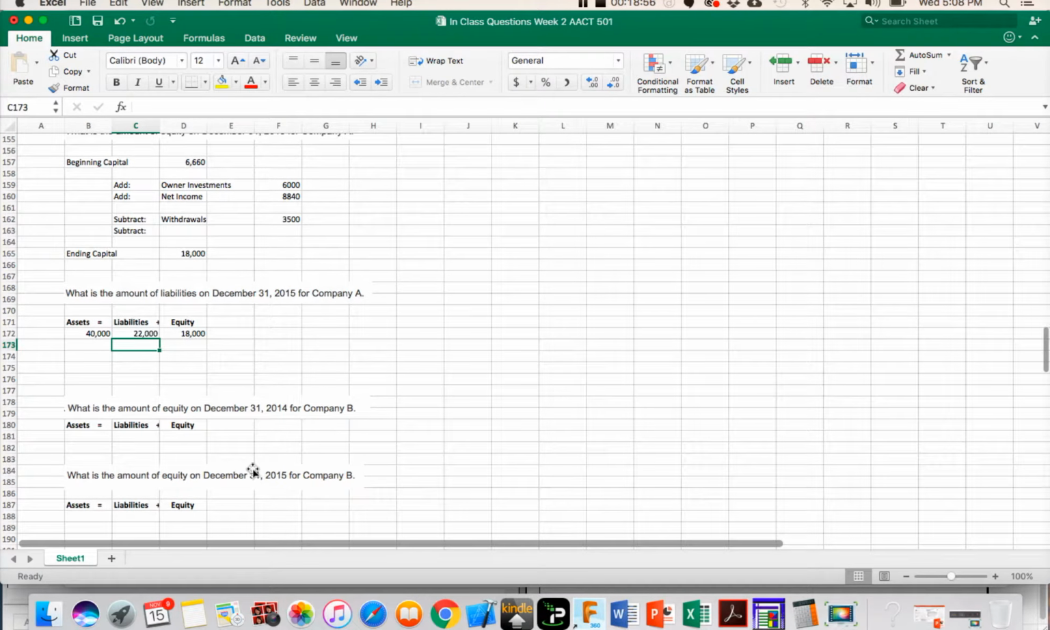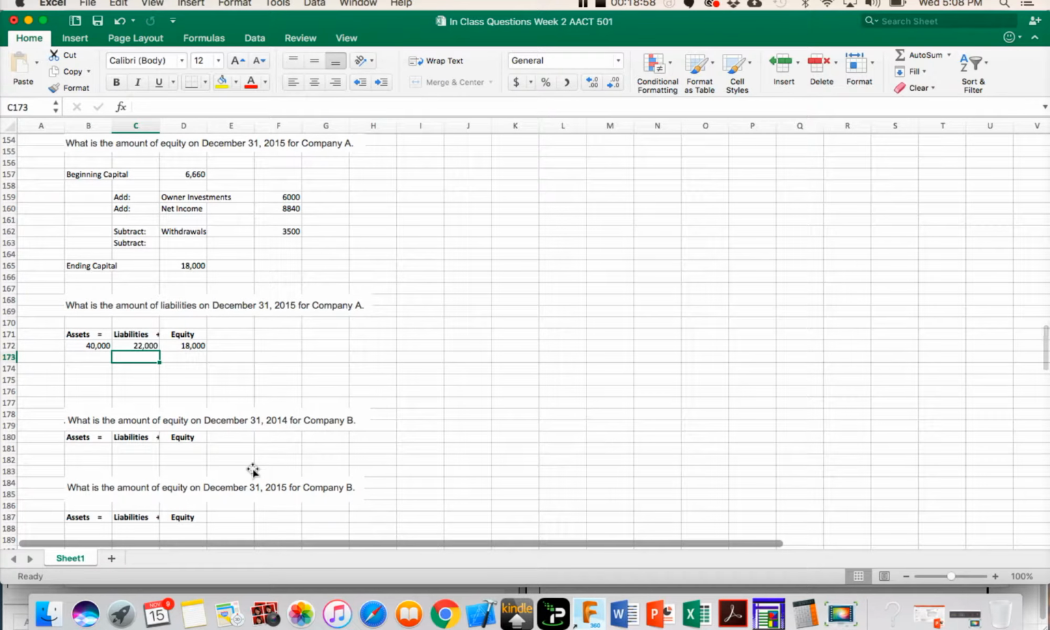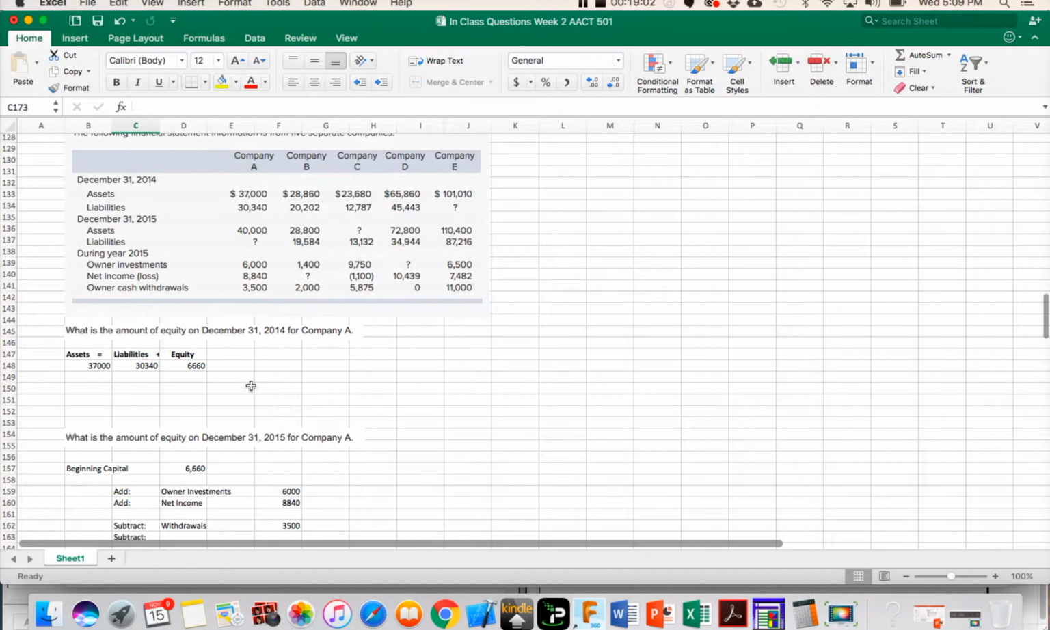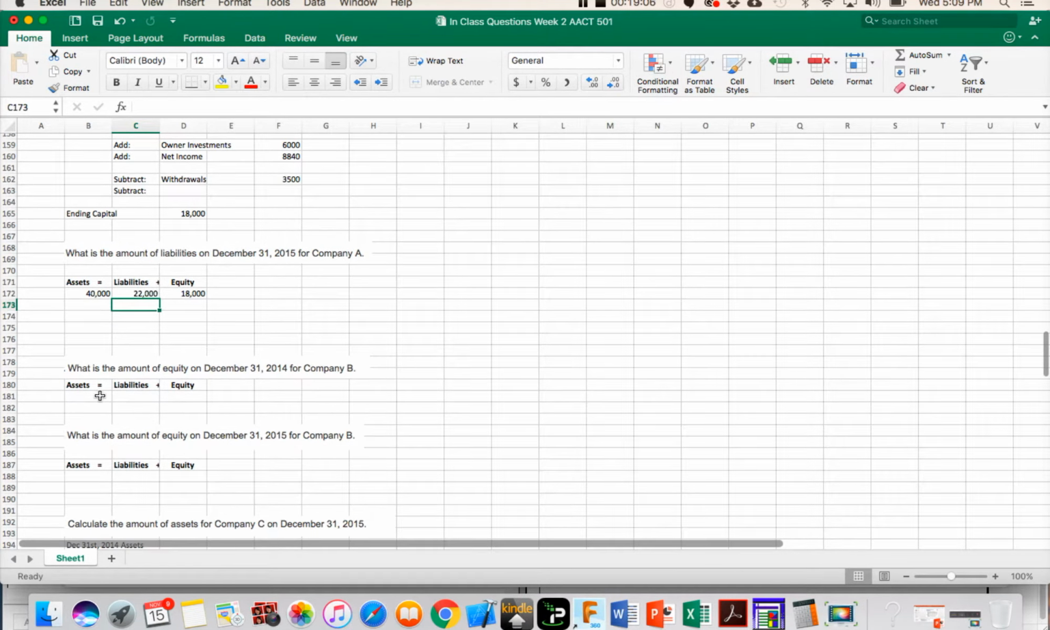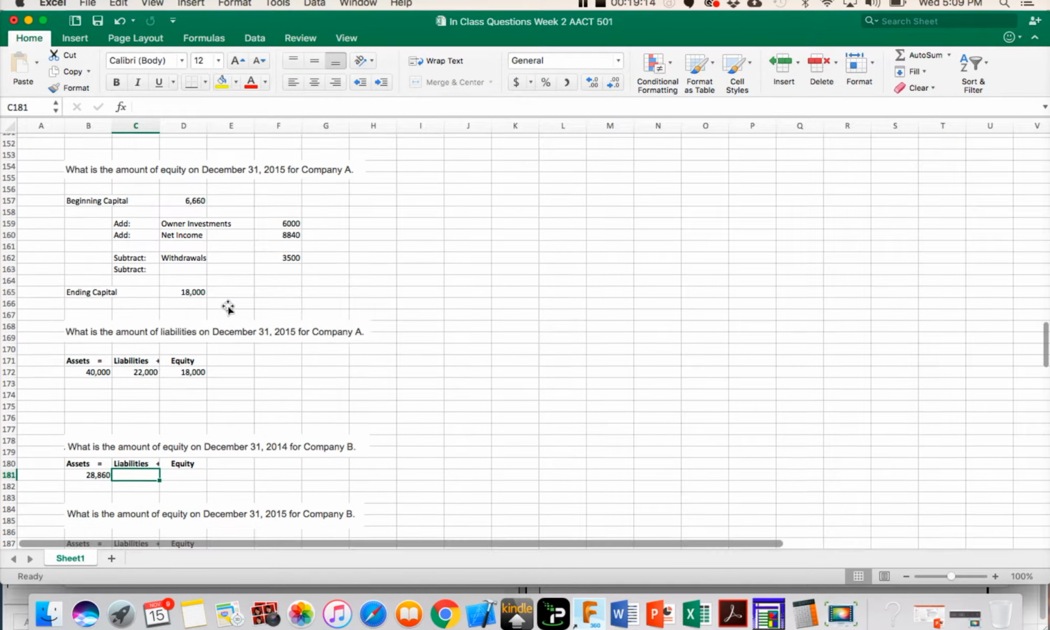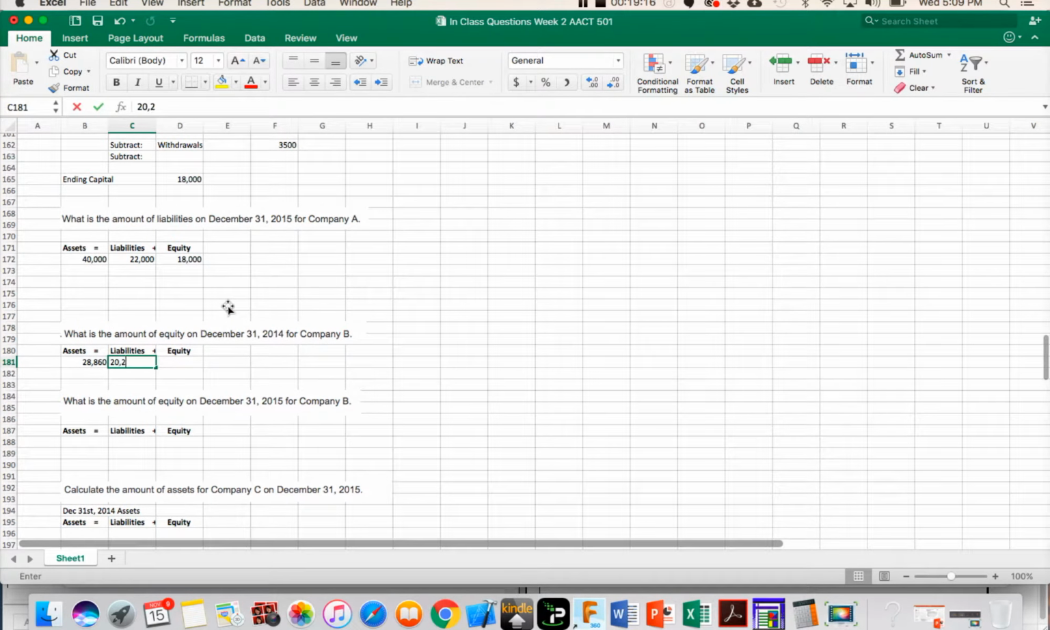All right, moving on to company B. What is the amount of equity on December 31st, 2014? Company B, assets 28,860. Liabilities 20,202. Equity, assets minus liabilities.